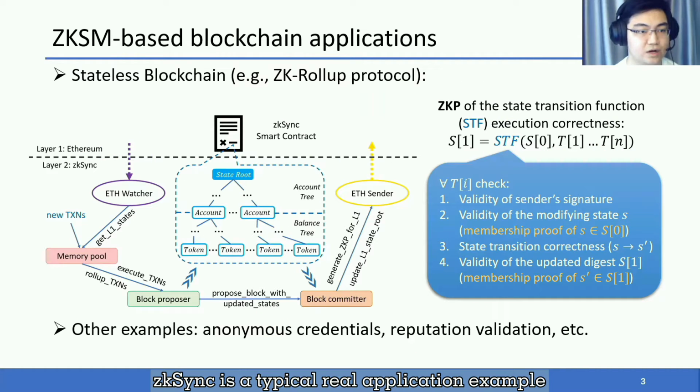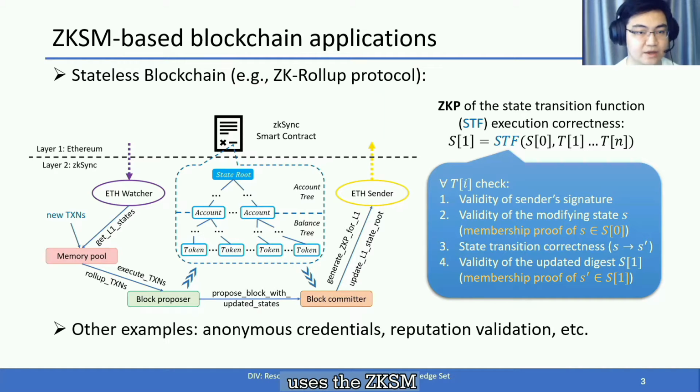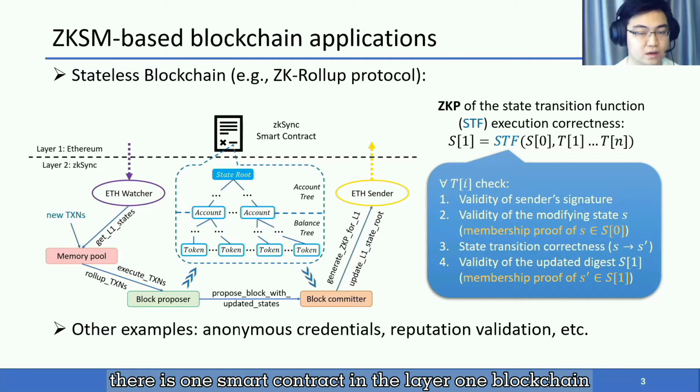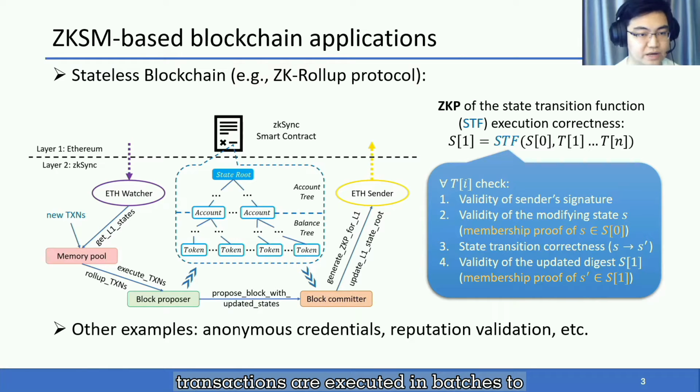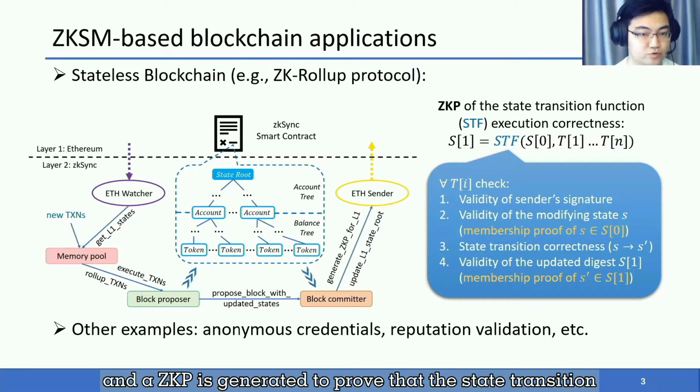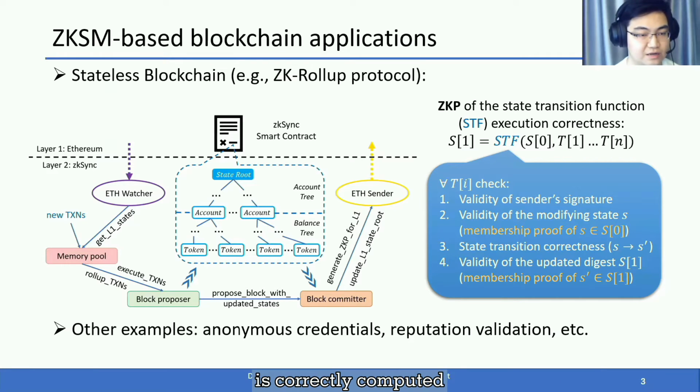ZK-Sync is a typical real application example that uses ZK-SM. It implements ZK rollup protocol, which is the layer 2 scalability solution to the Ethereum. Specifically, there is one smart contract in the layer 1 blockchain maintaining the root of account balance state Merkle tree. Transactions are executed in batches to get the updated Merkle root in layer 2, and a ZKP is generated to prove that the state transition is correctly computed. Finally, the updated tree root along with the proof are proposed to layer 1, and the contract state can be updated by only one succinct proof verification.